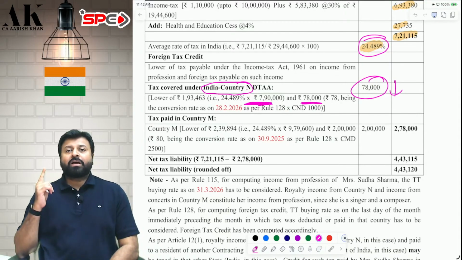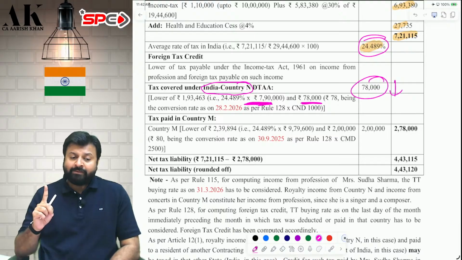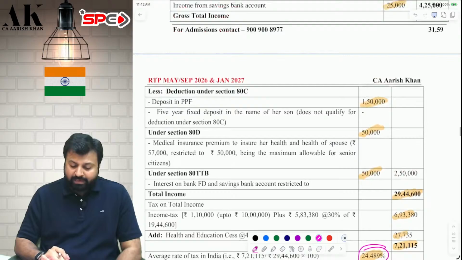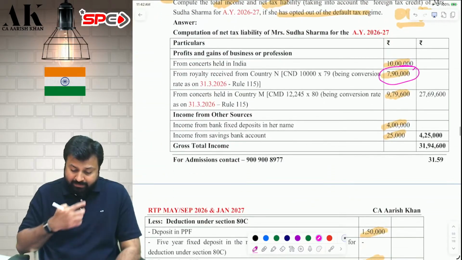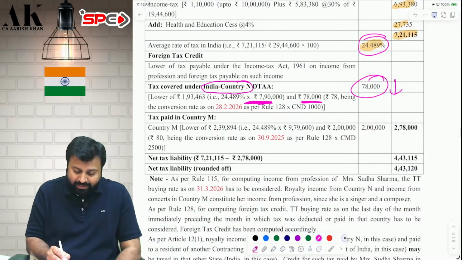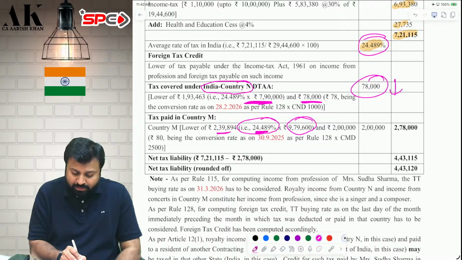So always remember, for converting foreign income you apply Rule 115, but to convert foreign tax you apply Rule 128. Similarly, for country M, what is the doubly taxed income? For country M, the doubly taxed income is 979,600. So I will write 979,600 over here into the average rate of tax paid in India. It is 24.489%, that is 239,894.